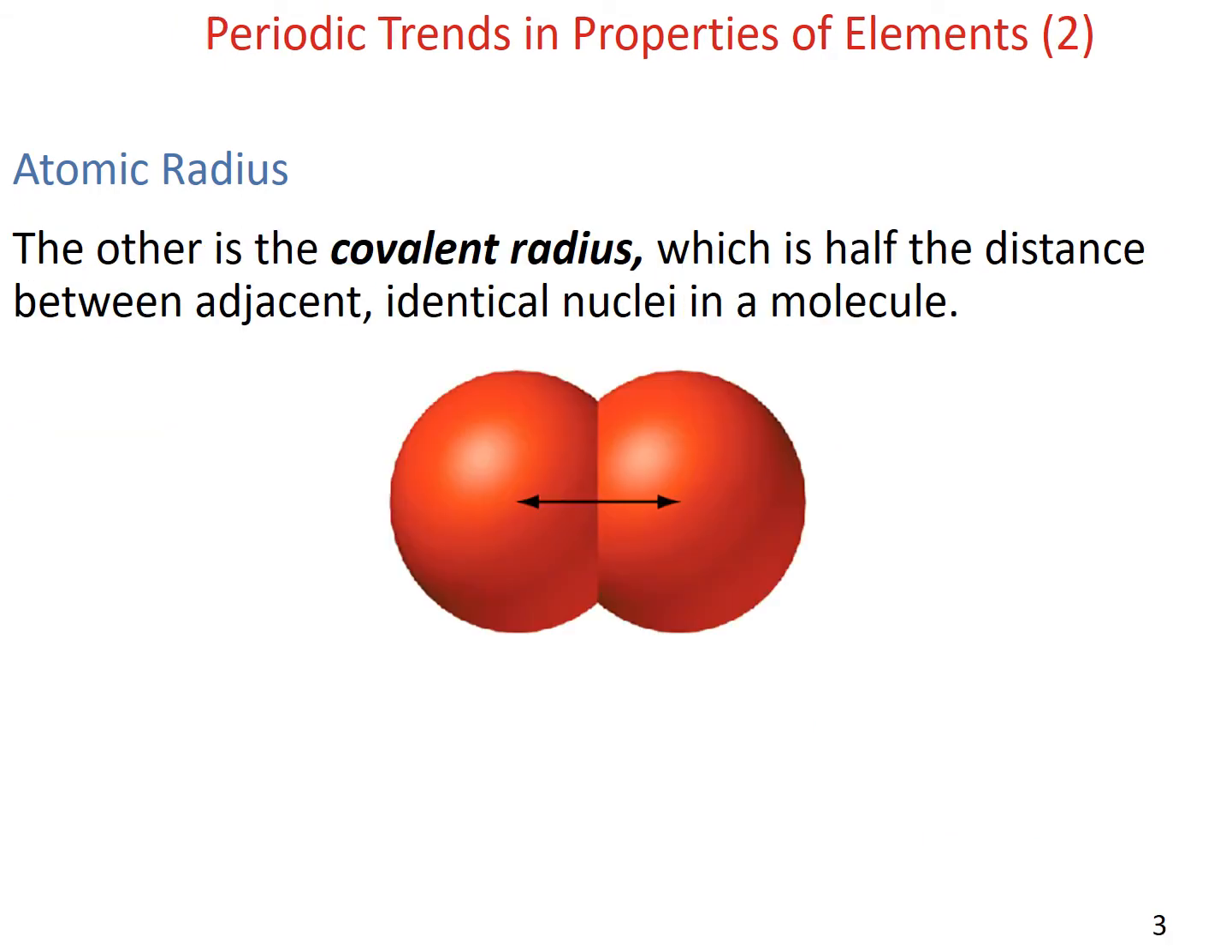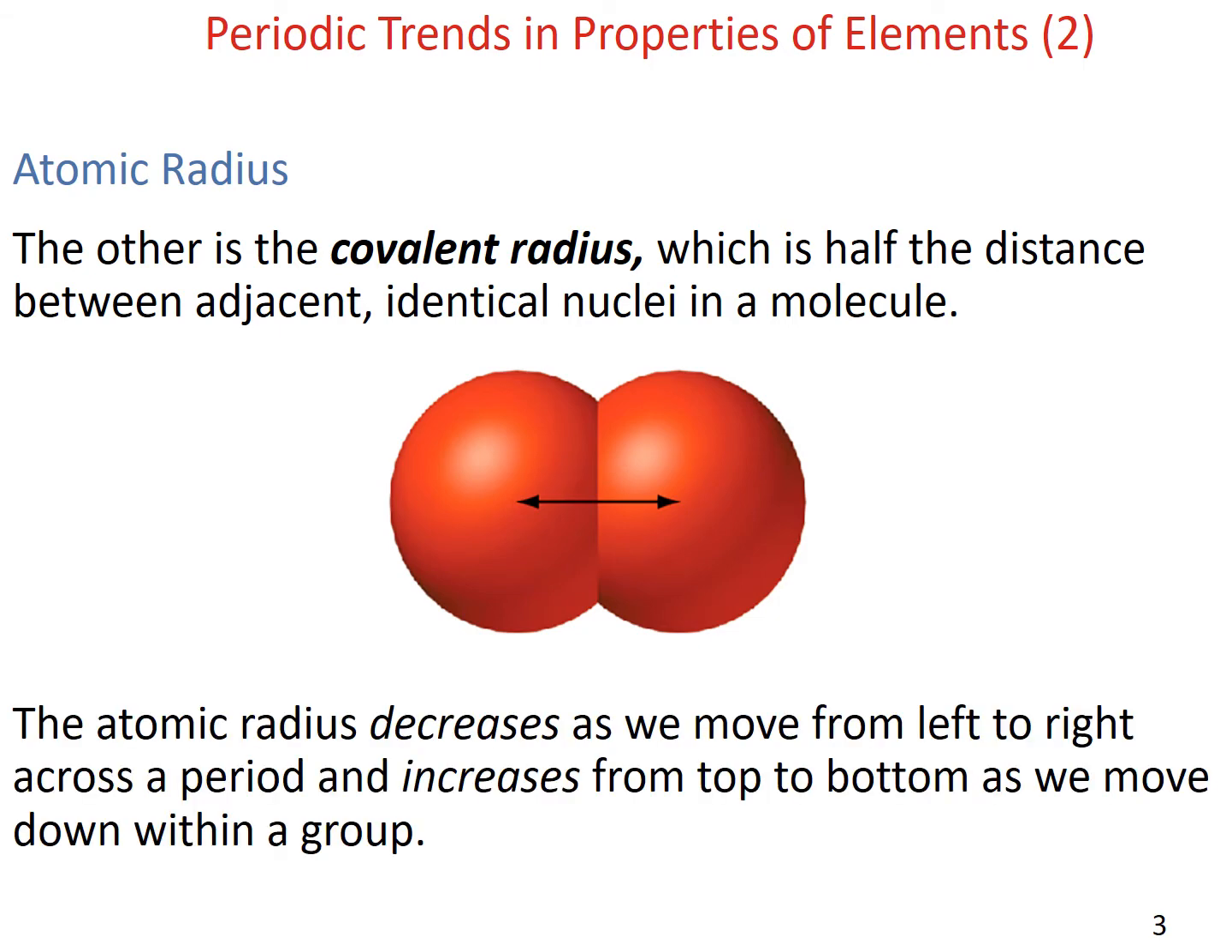Another one is when these atoms undergo covalent bonding. You can get a covalent radius, which is half the distance between adjacent identical nuclei in a molecule. So for example, Cl2, where you have a chlorine-chlorine bond, you could measure the distance between the two chlorines, divide that by 2, and you would get the atomic radius of chlorine.